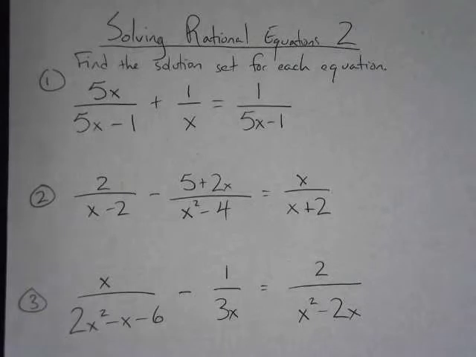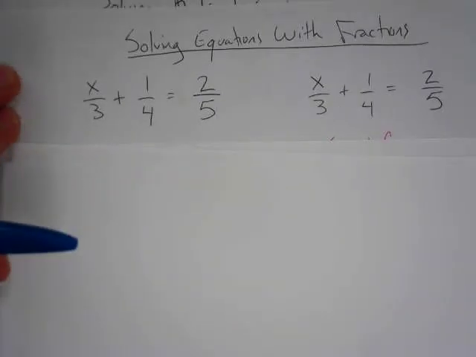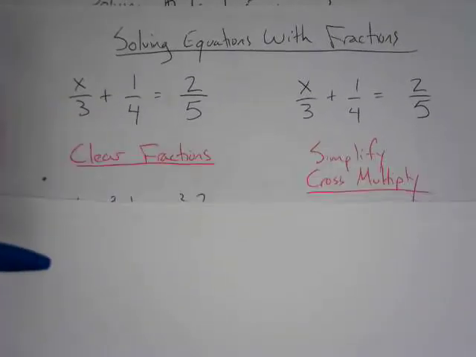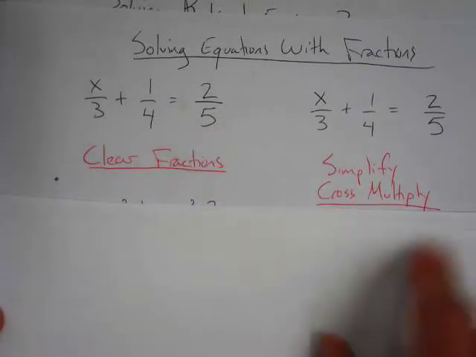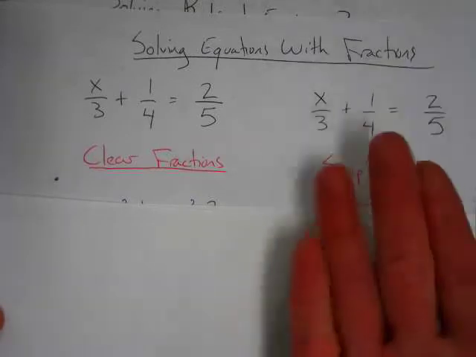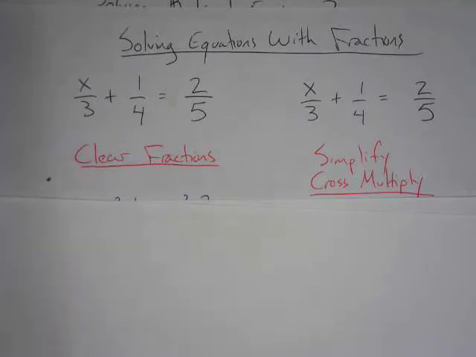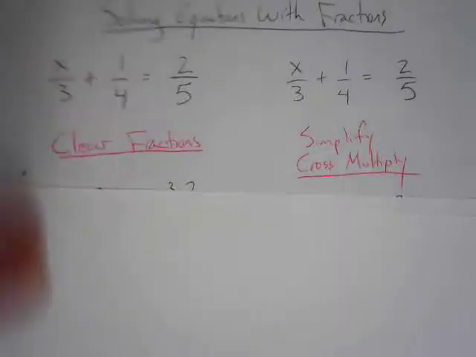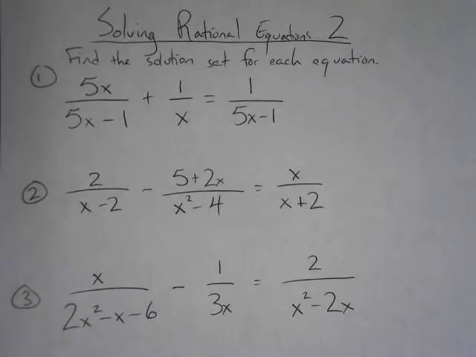So a brief recap of how we handle equations with fractions. I showed in the previous video, there are two ways that we can work with equations with fractions. We can either clear the fractions by multiplying all the denominators, or we can simplify each side to have one fraction on each side of the equal sign and then cross multiply. We were working on those with basic stuff in the previous lesson, and we're going to use those skills for things that are a little bit more complicated.